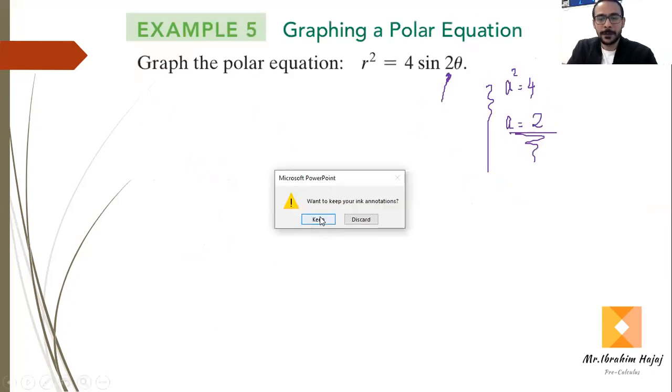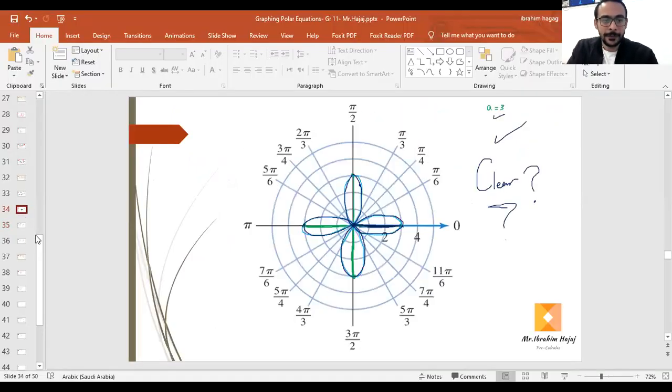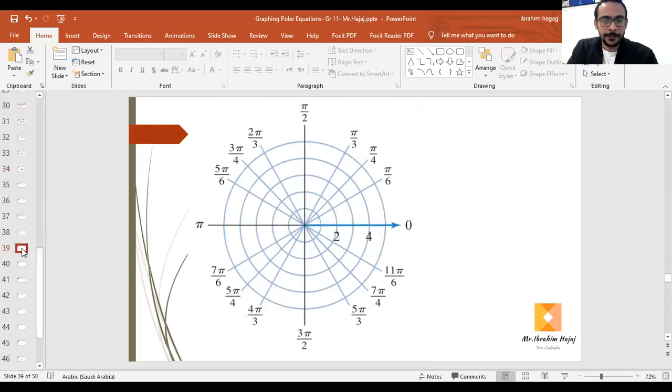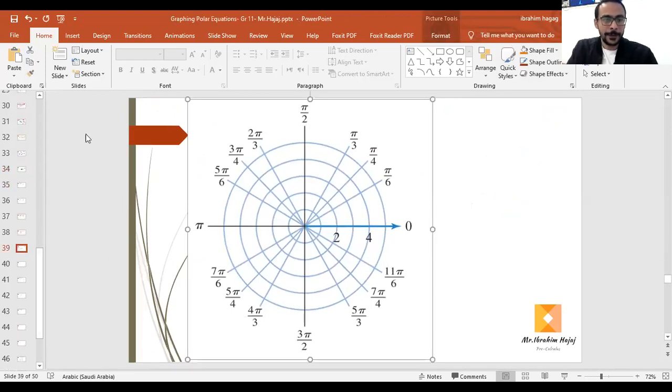Yes, I would like to bring only the graph. Lovely graph here.